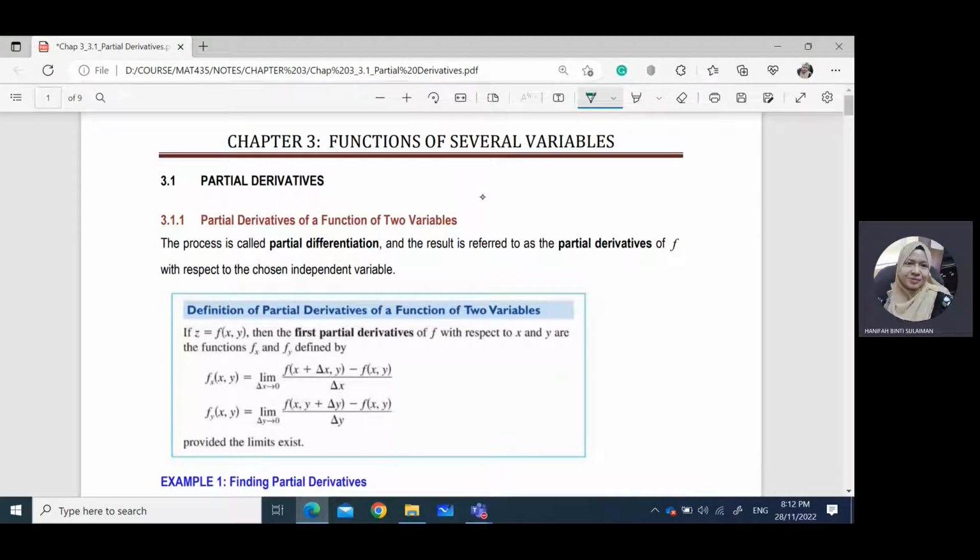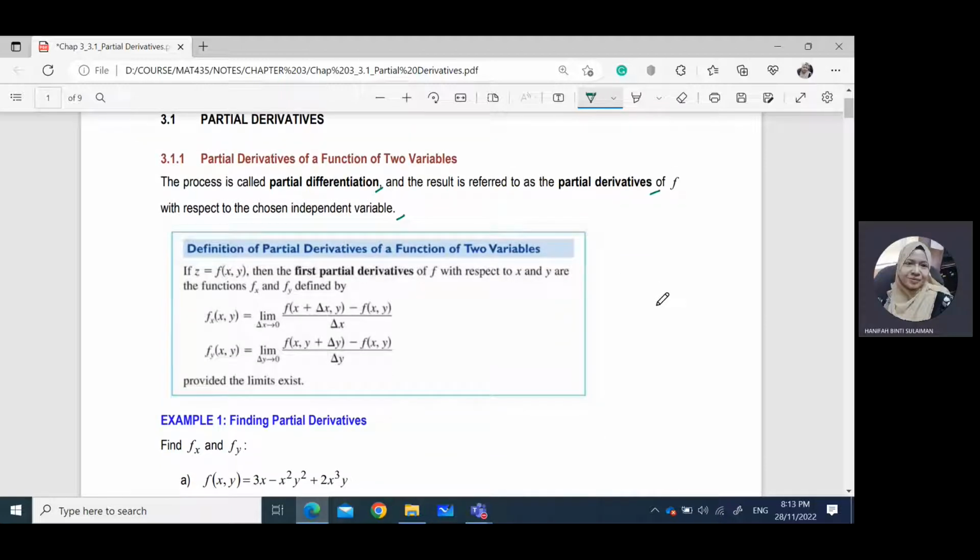In this video we discuss partial derivatives. Okay, so the partial derivative of a function of two variables. The process is called partial differentiation, and the result is referred to as a partial derivative of f with respect to the chosen independent variable. Okay, so a derivative involving two variables, we call it partial differentiation.